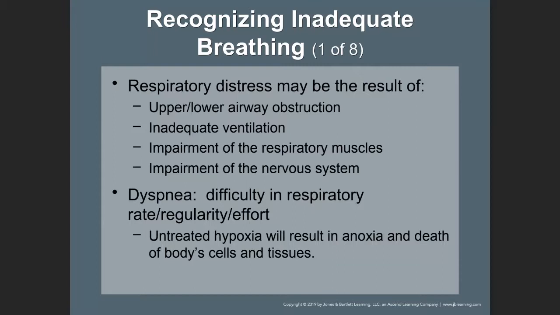Respiratory distress may be the result of upper or lower airway obstruction. It can be as a result of inadequate ventilation, impairment of respiratory muscles, or impairment of the nervous system. Dyspnea is difficulty in respiratory rate, regularity, and effort. Untreated, hypoxia will result in anoxia and death of body cells and tissues.